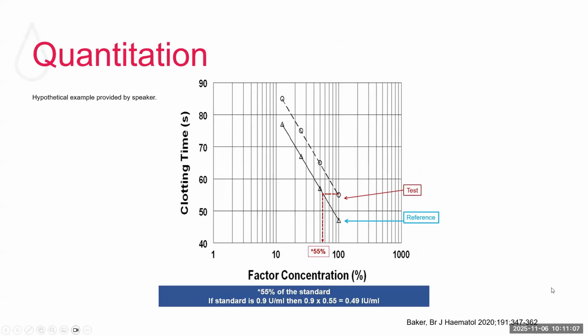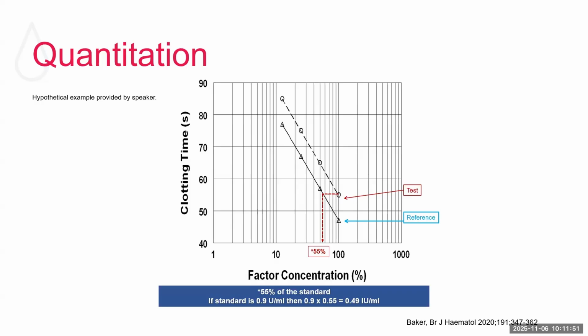The patient times and the reference times are plotted together either manually on graph paper or by the analyzer to quantify the activity. On this graph, we have clotting time in seconds compared to a nominal factor concentration. What we are looking to see using a number of different dilutions is to achieve a parallel assay, which this shows here. Then where your test plasma crosses the 100% factor concentration line, you read until you hit the reference plasma line, and then you can quantify a percentage of factor concentration.